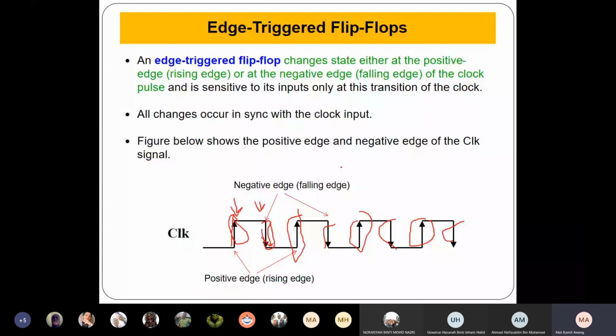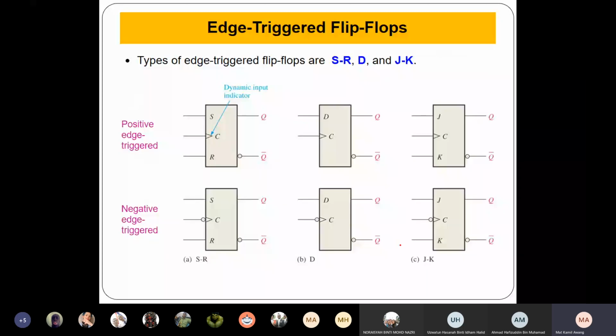The types of edge-triggered flip-flops are SR flip-flops, D flip-flops, and JK flip-flops. Okay. So these are the types of edge-triggered flip-flops. SR flip-flop, this is for positive edge. Look at the clock signal, C. You see that you have the triangle here, and there is no bubble. When there is no bubble, it means a positive edge. So this is SR, D, and JK.